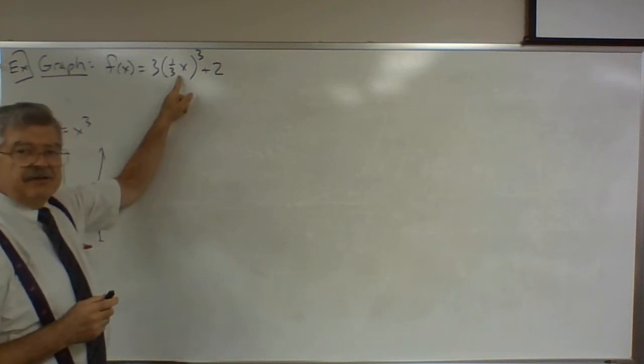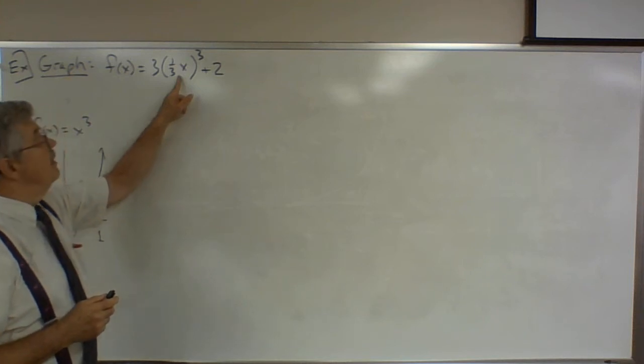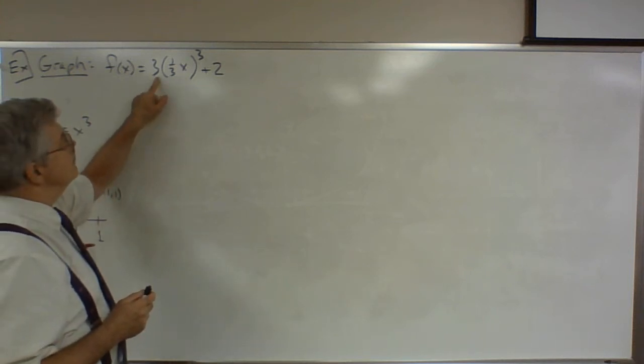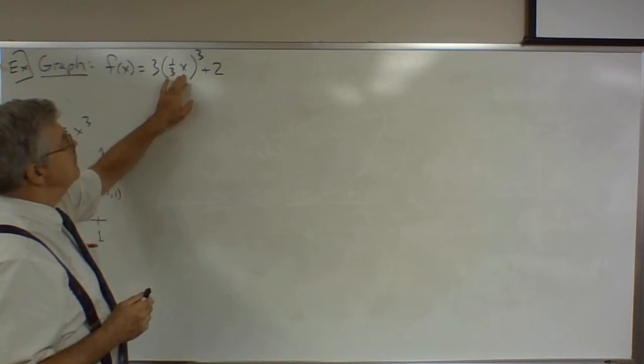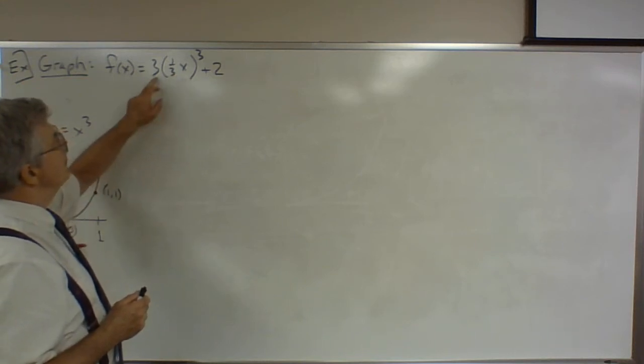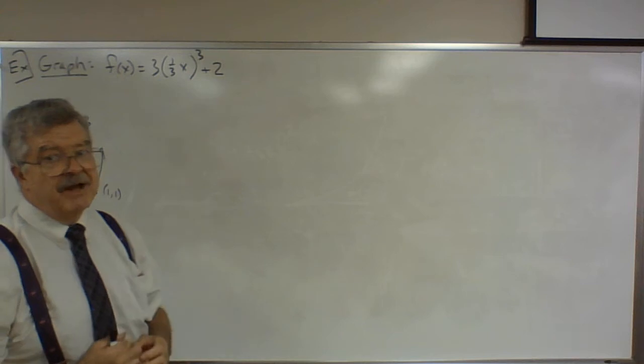So this thing is going to be a horizontal stretching. This thing is on the outside of the parentheses. I cube my x and everything else, and then I multiply it by 3. So that's going to be a vertical stretching.